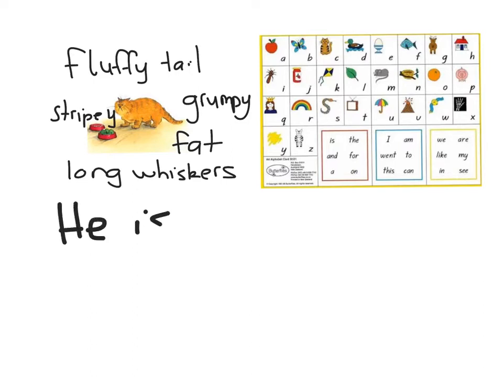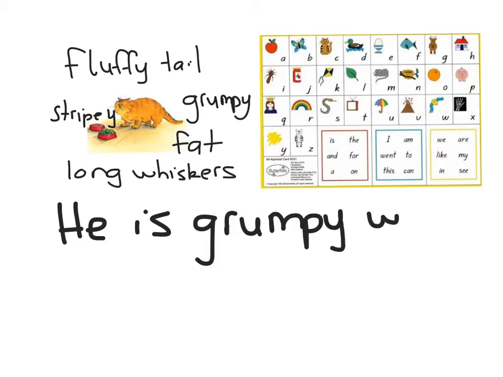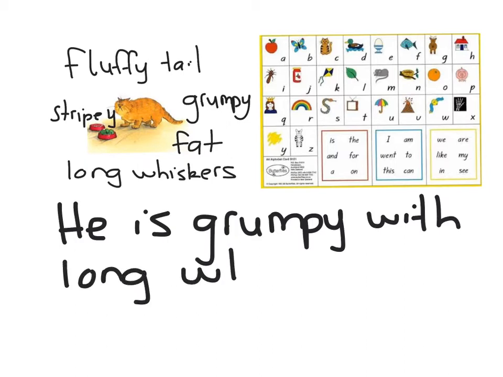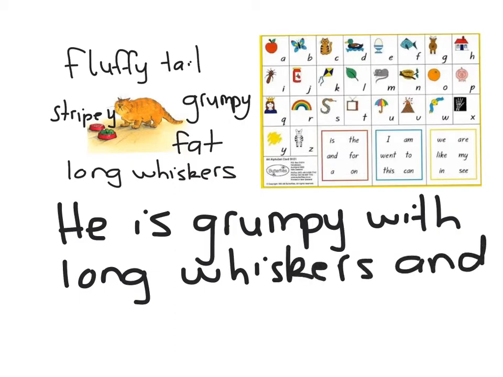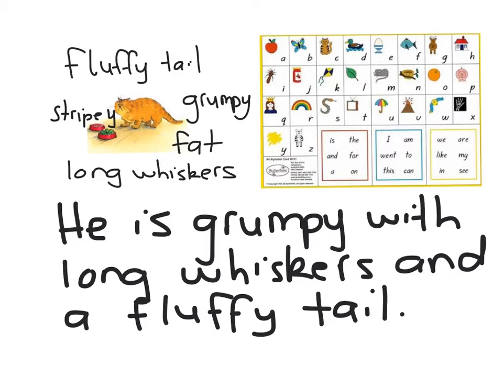He is grumpy with long whiskers and a fluffy tail. Let's see which describing words I used in this sentence. I used the word grumpy, long whiskers, and fluffy tail.